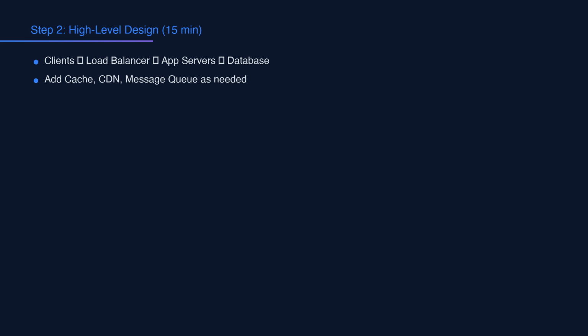Step 2 is the high-level design, and this gets about 15 minutes. This is where you draw the big picture. Start with the basics. Clients talking to a load balancer, which distributes traffic to your application servers, which talk to your database. Then layer in additional components like a cache for hot data, a CDN for static content, and a message queue for asynchronous processing.